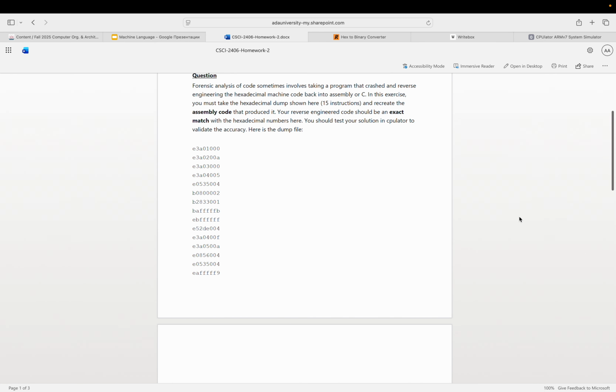Today I will explain the second homework that was assigned to us. And this one is very interesting because we are given the hexadecimal values that we have to convert, and after that we are gonna see how it works. Okay, so it may sound a bit hard right now, but it's gonna get easier once we start.